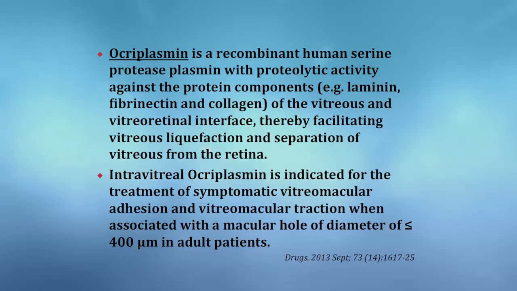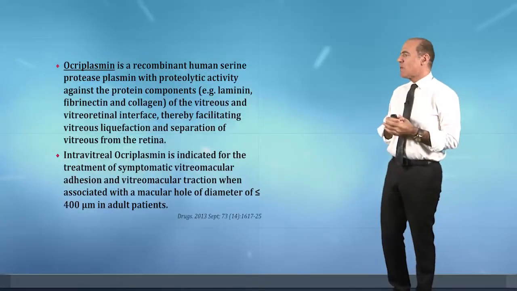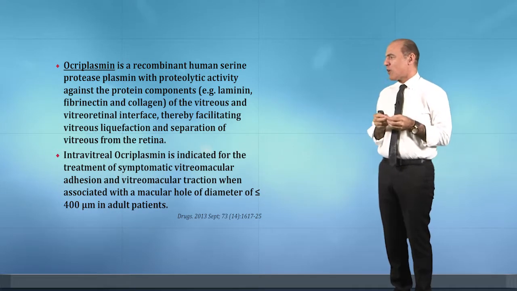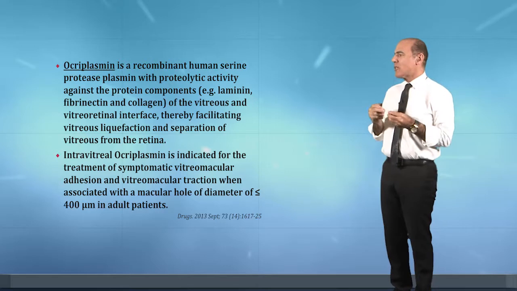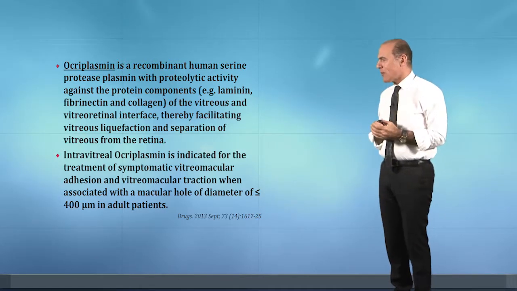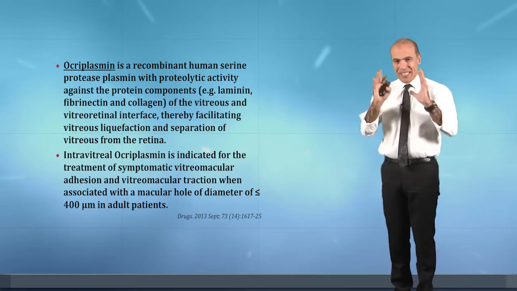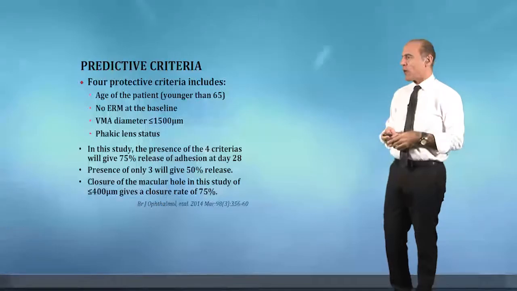So I will lead to pharmacological, non-surgical PVD. That is the aim of the drug. Intravitreal ocriplasmin is indicated for treatment of symptomatic vitreomacular traction or adhesion when associated with a macular hole of diameter less than or equal to 400 micron in adult patients. This is the scope of the treatment of Jetrea or ocriplasmin.